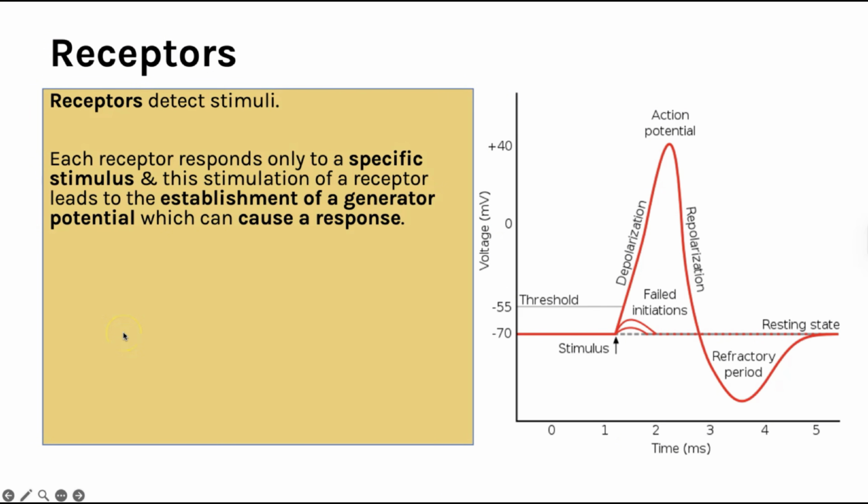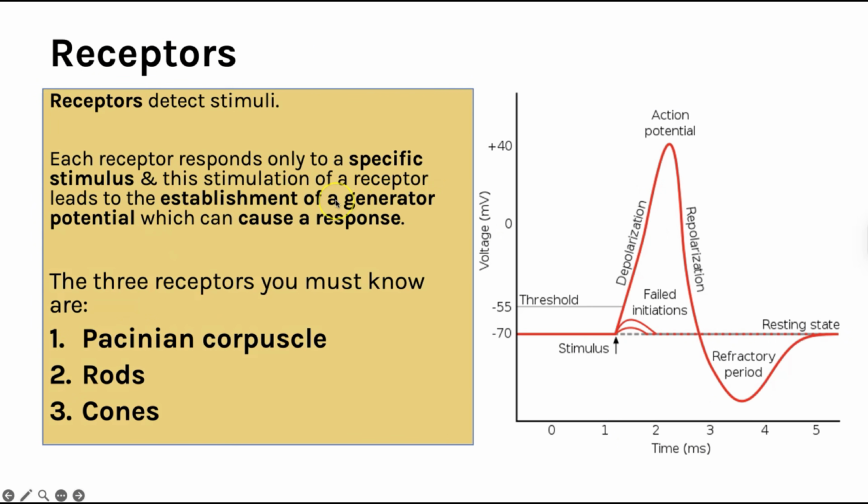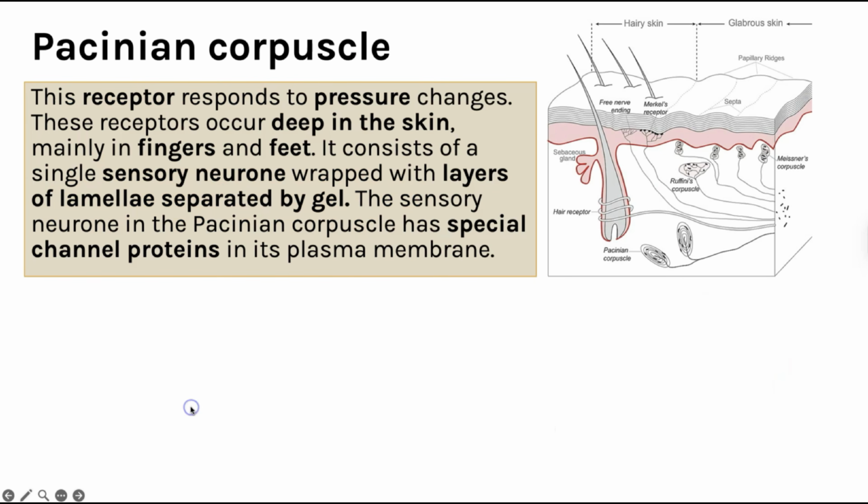Receptors detect a stimuli, as we've said, but there are specific receptors that you need to learn about. And each receptor responds to a different stimulus, and this stimulus of a receptor leads to the establishment of a generator potential, which can then cause a response. And we'll come to the idea of establishing a generator potential and an action potential shortly. So the 3 receptors that you need to know are the Pacinian corpuscle, rod cells, and cone cells, both of which are in the retina in the eye.